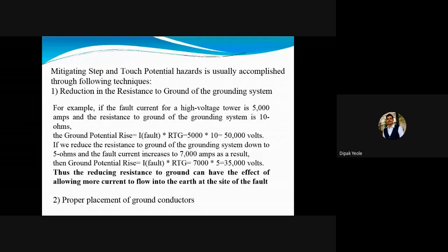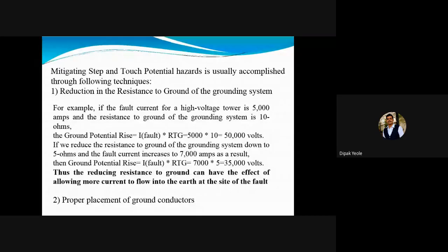Thus reducing the resistance to ground can have the effect of allowing more current to flow into the earth at the site of fault. आपण काय केला, रेजिस्टन्स हा रिड्यूस केला, आणि रेजिस्टन्स रिड्यूस केल्यामुळे काय झाला, तिथला जो करंट असेल तो जास्त फ्लो होऊ शकतो, 5000च्या ऐवजी 7000 पण फ्लो होऊ शकतो. बरं, yes, into the earth. So this is one method to mitigate the step and touch potential. What is the method? Reduction in the resistance to the ground from 10 to 5, from 5 to 2.5, from 2.5 to 1.25. असं आपल्याला कमी करत जावं लागेल ग्राउंड रेजिस्टन्स.